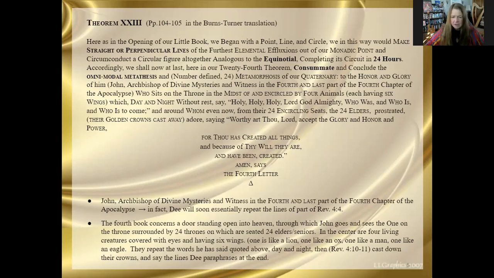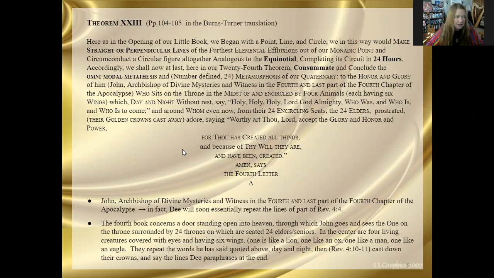Talked about that earlier. So even now from their 24 encircling seats, the 24 elders prostrated, their golden crowns cast away, adore, saying, worthy art thou, Lord, accept the glory and honor and power, for thou hast created all things, and because of thy will they are and have been created. Amen. Says the fourth letter, delta, that's D.